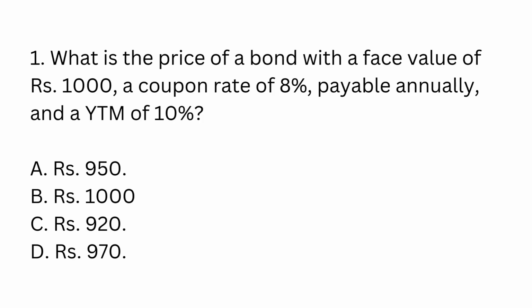1. What is the price of a bond with a face value of 1,000 rupees, a coupon rate of 8%, payable annually, and a YTM of 10%? A. 950 rupees. B. 1,000 rupees. C. 920 rupees. D. 970 rupees.